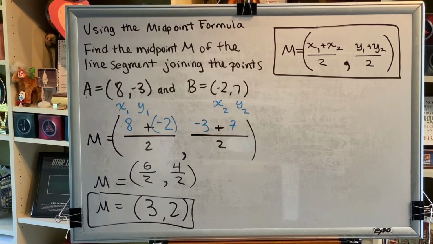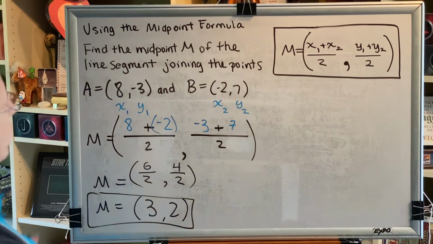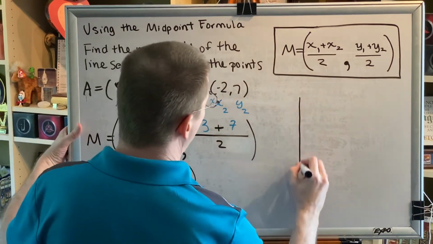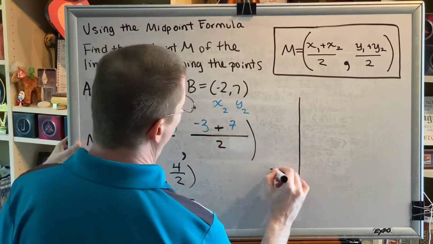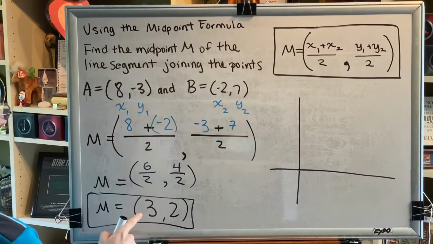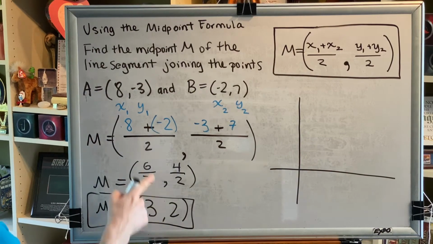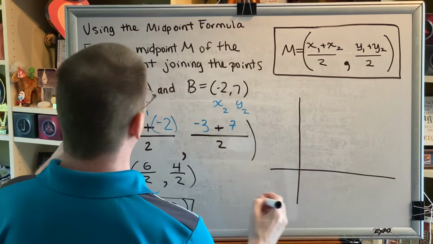Now, let's perform a reality check and see if our answer is reasonable. A midpoint is a point that is halfway in between. So that means if we were to plot our points, we should find that the point 3, 2 is halfway in between 8, -3 and -2, 7. So let's make a quick sketch.